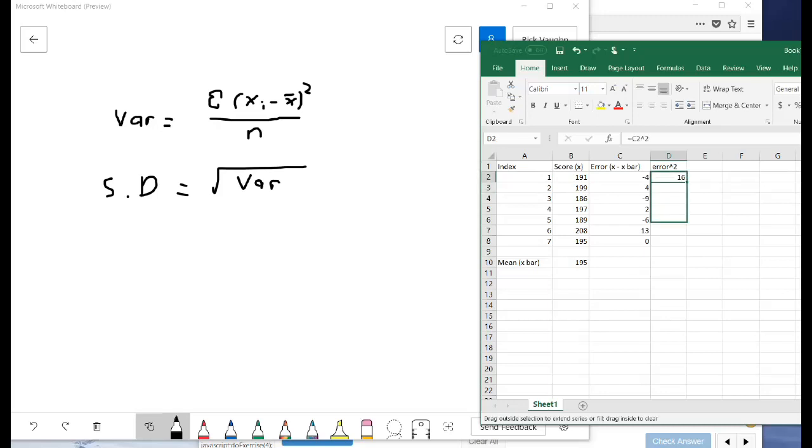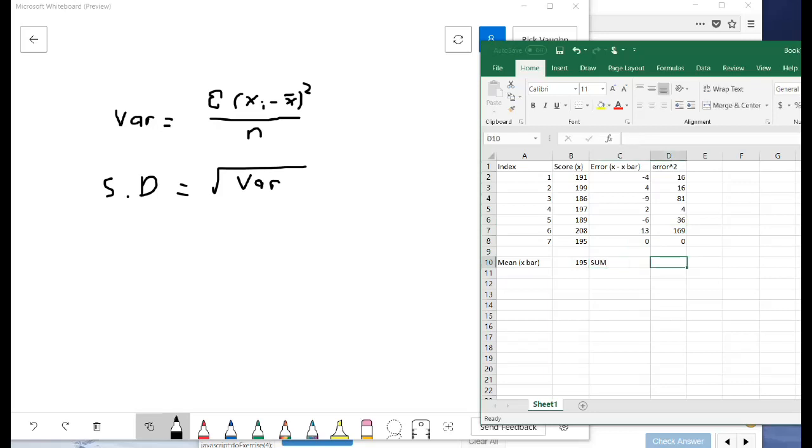And again, once I have this one, you have to grab the little corner here if you haven't done this before, and then you can copy it down to square all these. 4 squared is 16, minus 9 squared is 81, 2 squared is 4, etc. So these are all the squared errors, and that's these things here. Now I need to add them all up. That's the sigma. So I'm going to compute the sum of the squared errors.